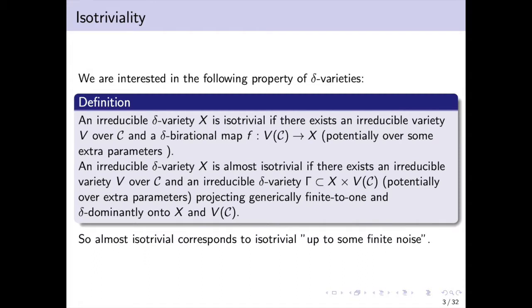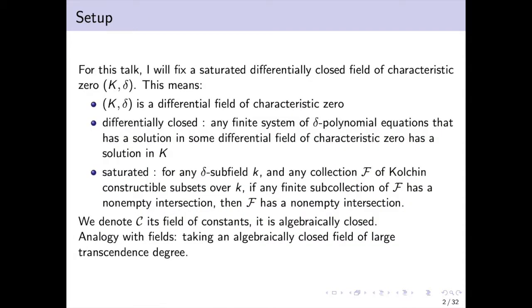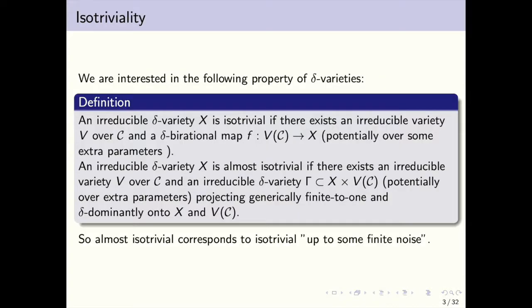Okay. So the property I'm interested in, for people who know model theoretic language, is just being internal to the constants. So what's the connection between small k and big K? Small k is just a subfield that I use as parameters.